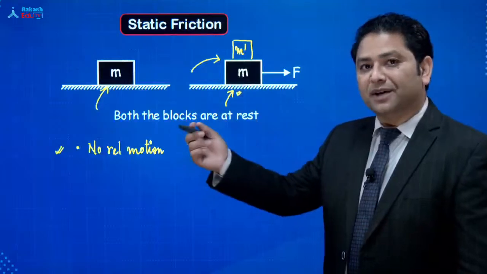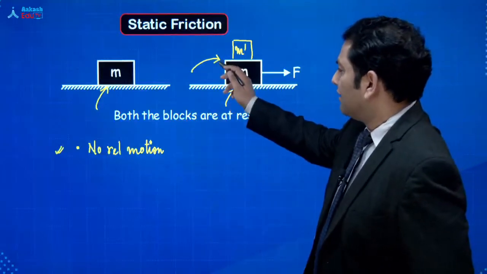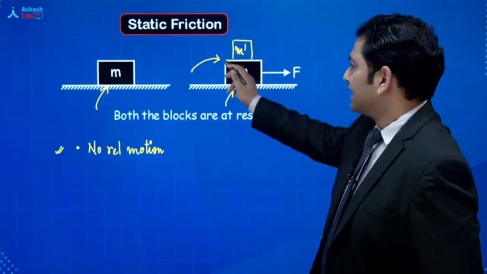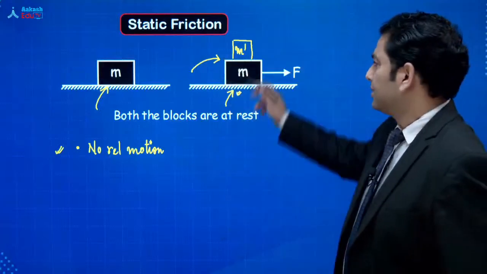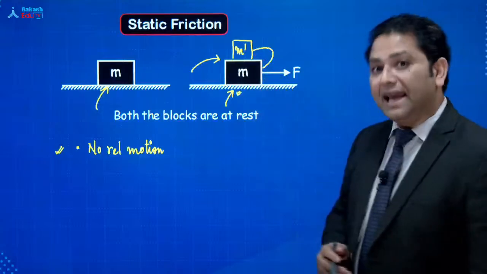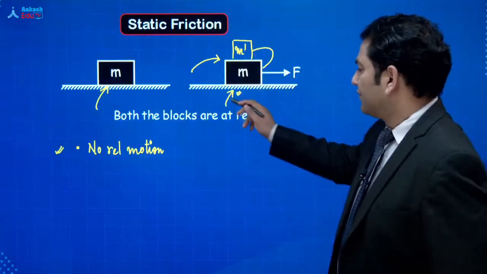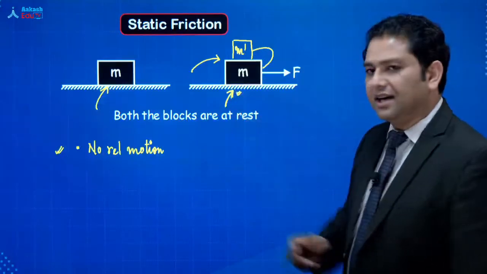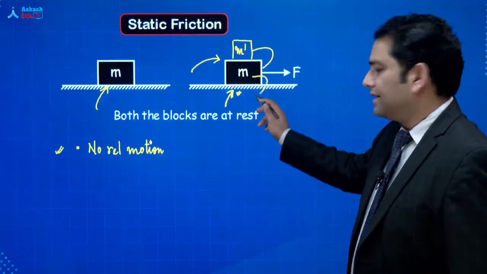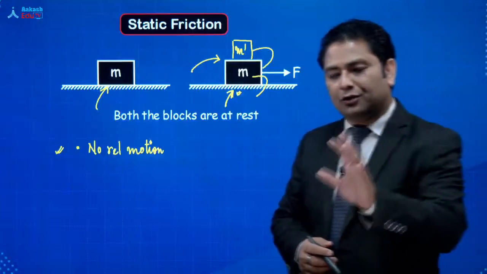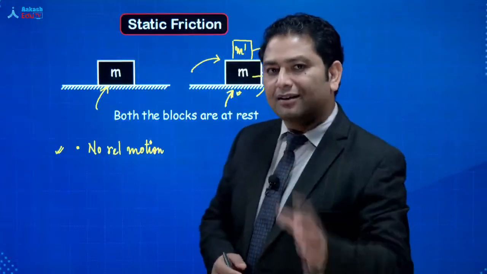किन किन के बीच में? Because I'm investigating static friction here, so I would be looking at the relative motion between M dash and M. If I want to investigate static friction here, then I will see the relative motion between M and ground. So I hope the first part is completely clear.